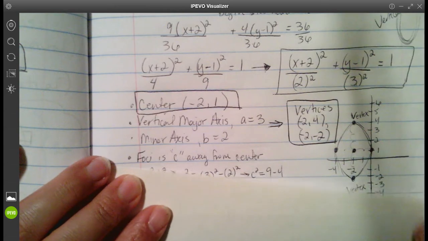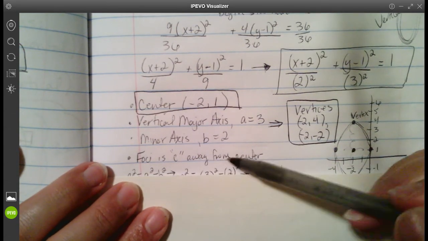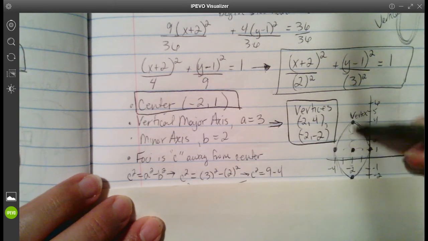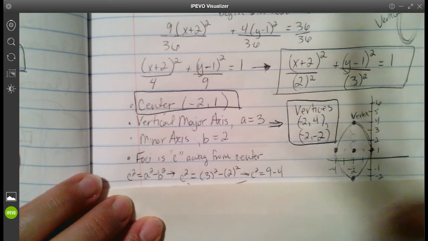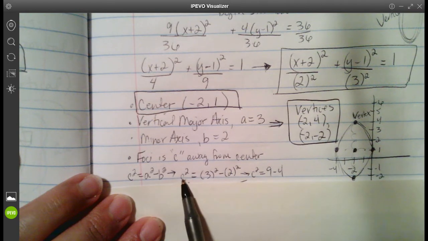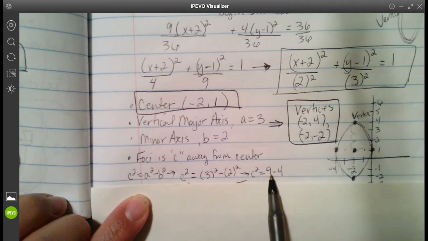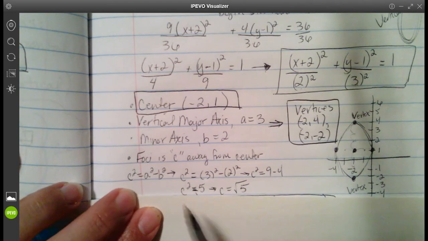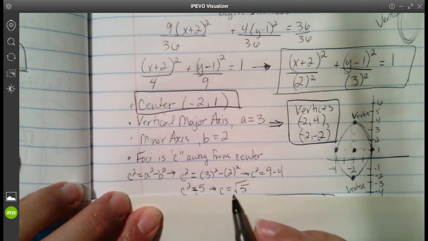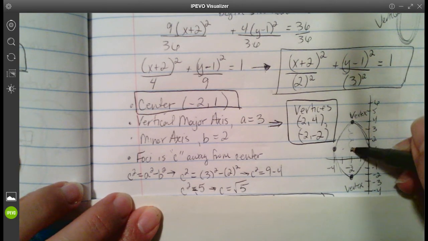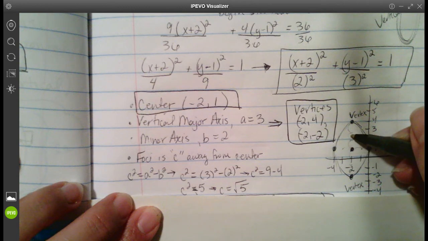Remember that the foci are c spaces away from the center. So I did use the formula for this one because it's not quite obvious where it's going to land. So you have to use the formula. Just plug it in. c squared is equal to a squared minus b squared. 3 squared minus 2 squared is 9 minus 4. So I have c squared is equal to 5. So c is the square root of 5. That means my focus point is going to be somewhere square root of 5 units away up here, which is probably like 2 point something. So it's about 2 point something units up.